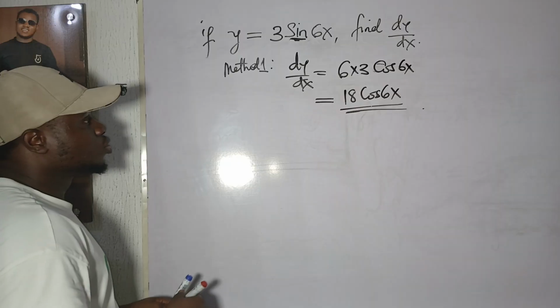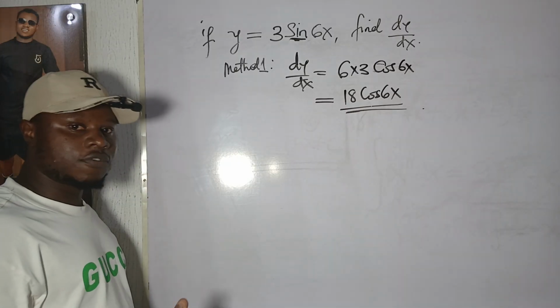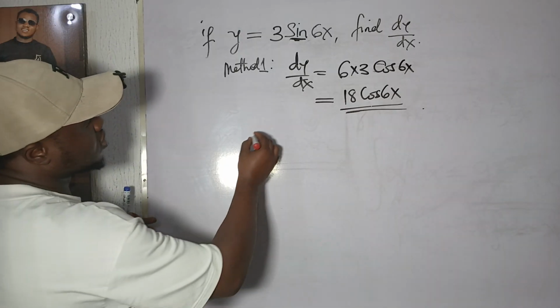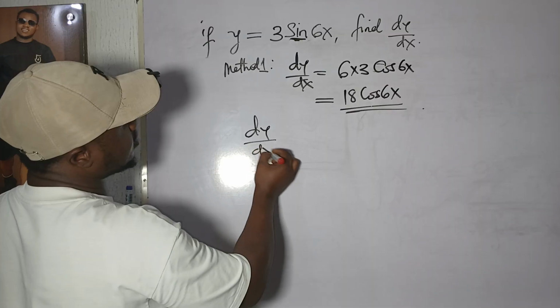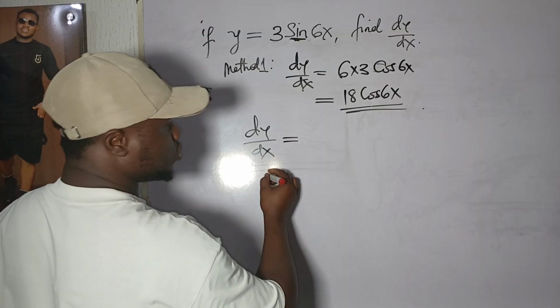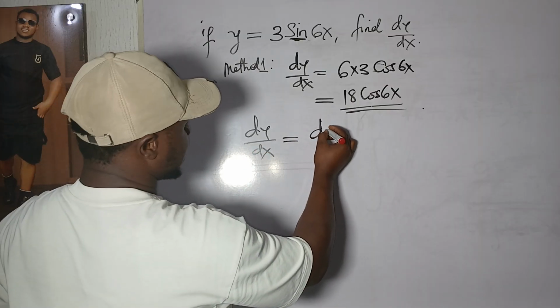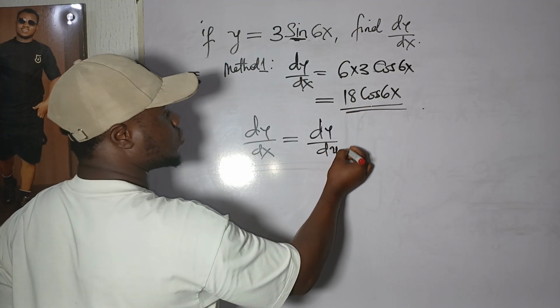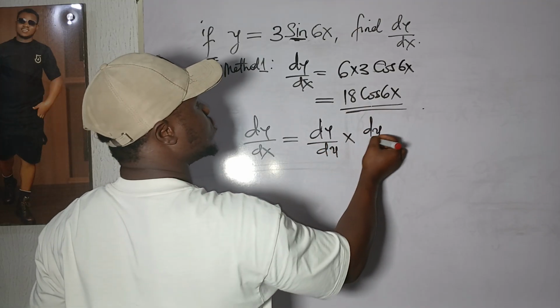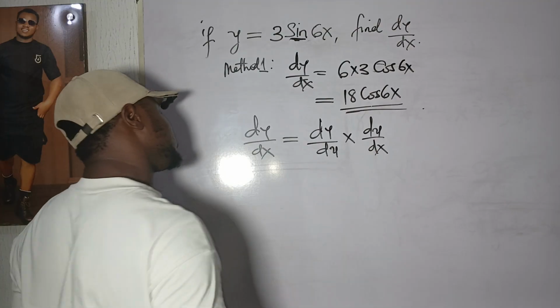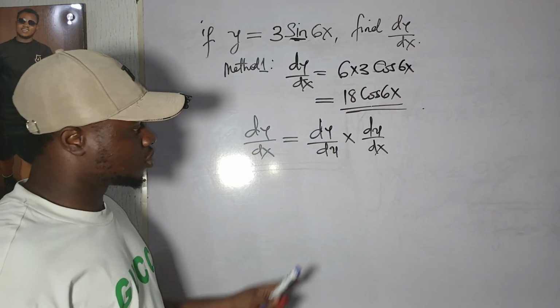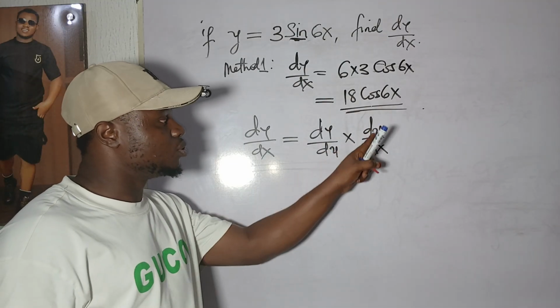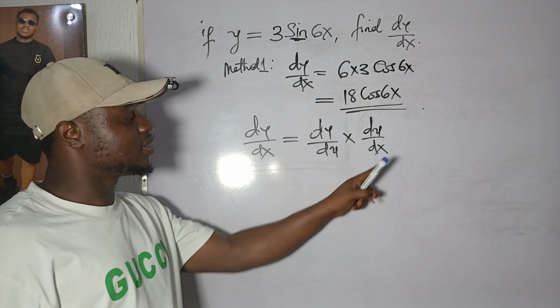Now the second method is to use the chain rule, or function of function. Function of function says to find dy/dx, you are going to use dy/du multiplied by du/dx. This one is for function of function. So that when du cancels this du, we still have dy/dx, okay?